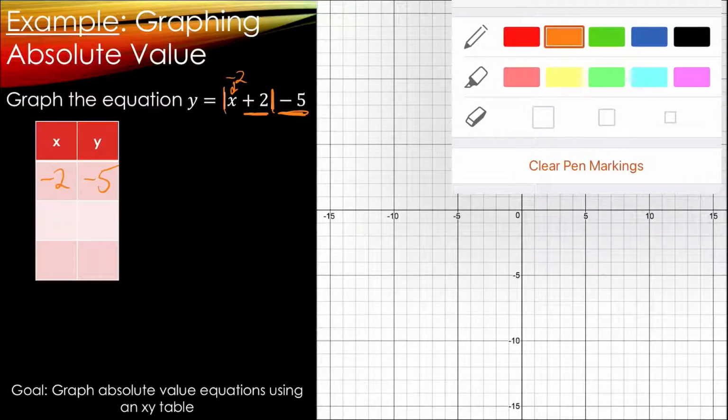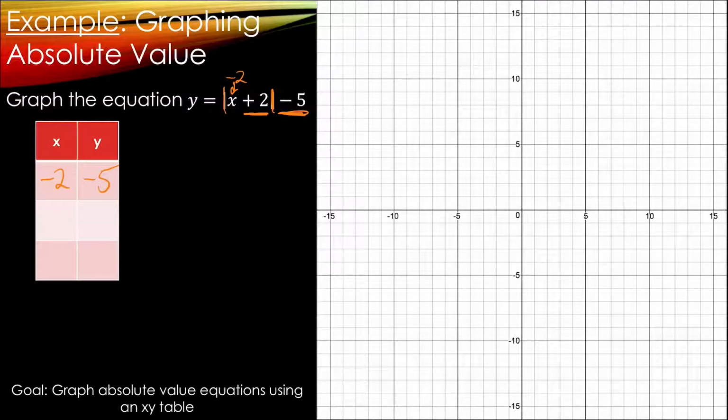Same kind of rules apply. I'm going to do something smaller and something bigger. So a number that's smaller than negative 2, let's do negative 6. Why not? And then let's do 4. 4 are positive.